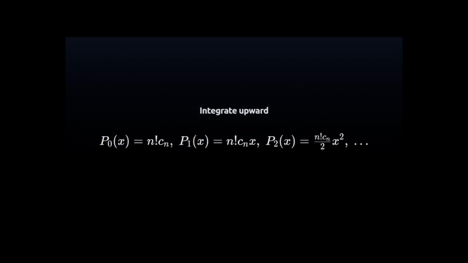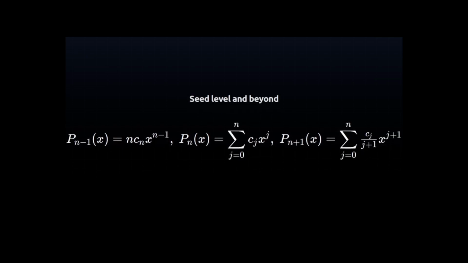p1 equals n factorial c sub n times x. p2 equals n factorial c sub n over 2 times x squared, and so on, until p n minus 1 equals n factorial c sub n divided by n minus 1 factorial times x to the n minus 1, which simplifies to n c sub n x to the n minus 1. Then pn equals the sum from j equals 0 to n of c sub j x to the j, which matches the seed. Next, p n plus 1 equals the sum from j equals 0 to n of c sub j over j plus 1 times x to the j plus 1. Notice constants are chosen so that at level pn, the seed is recovered.